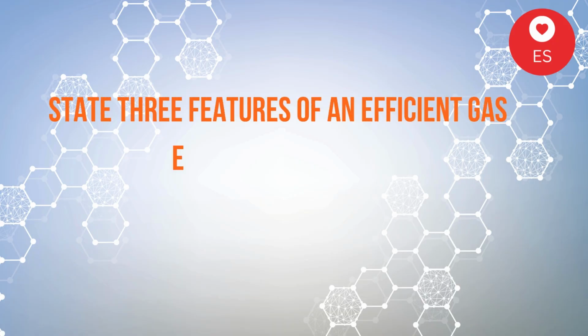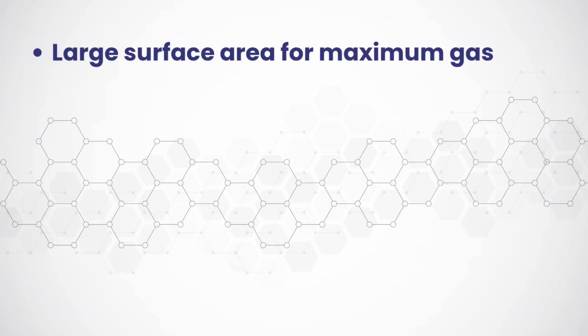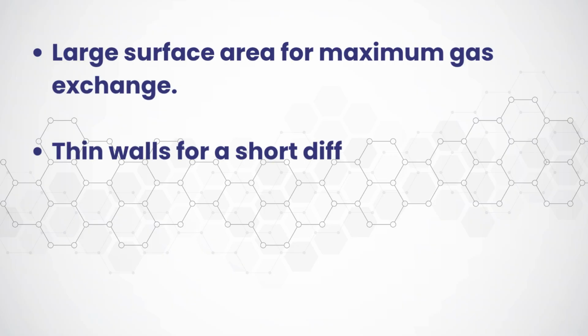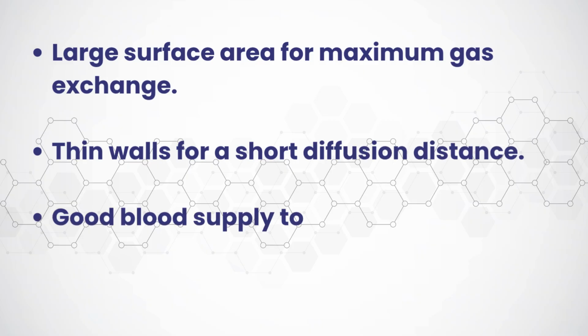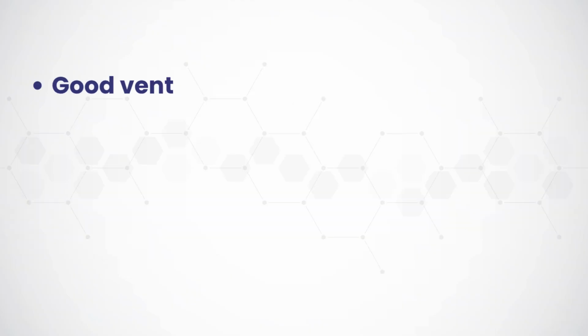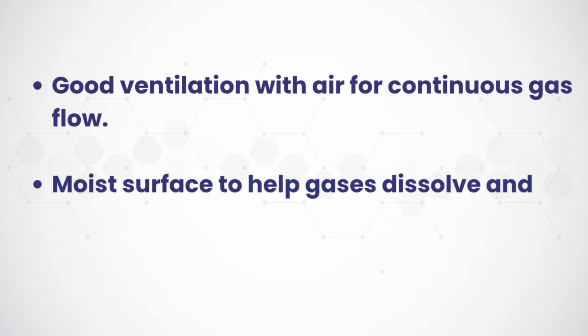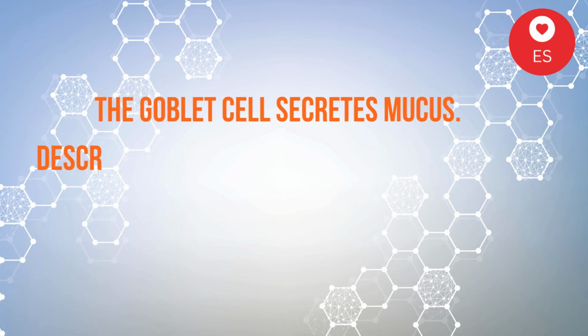State 3 features of an efficient gas exchange surface. Large surface area for maximum gas exchange. Thin walls for a short diffusion distance. Good blood supply to maintain a concentration gradient. Good ventilation with air for continuous gas flow. Moist surface to help gases dissolve and diffuse easily. The goblet cell secretes mucus.